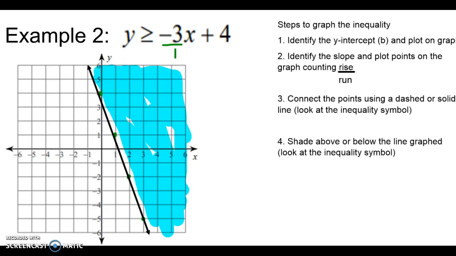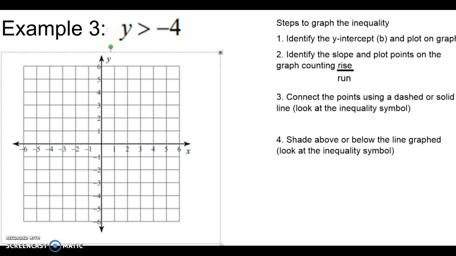Okay, and then to our next example. This is, I believe, our last example before you try one on your own. So, this example says y is greater than negative 4. So I have to figure out, what does this negative 4 represent? Is it representing my y-intercept, or is it representing my slope?